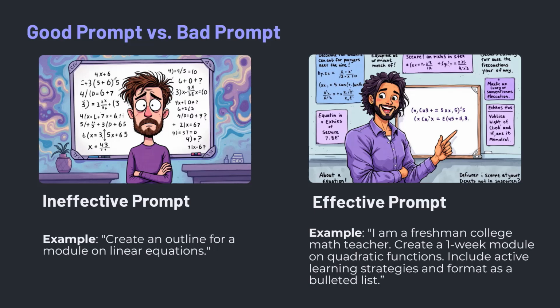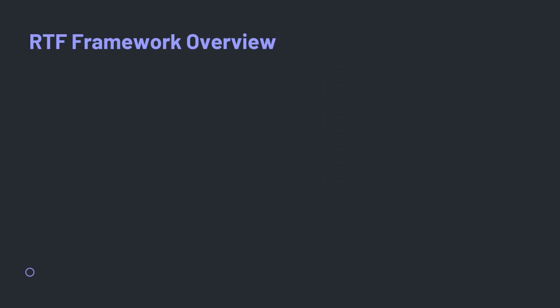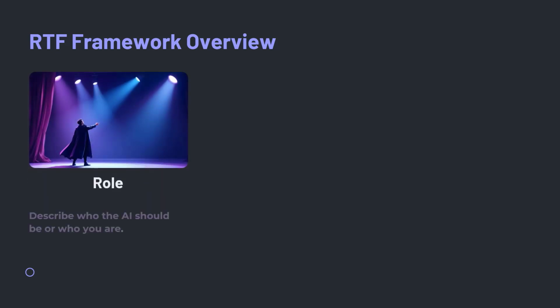I gave it specific instructions on what to do, including that I need to have active learning strategies, and I want it formatted as a bulleted list so that I can absorb this information quickly. So here's a really quick framework to follow. This is called the RTF framework, and R stands for role. Describe who the AI should be or who you are.